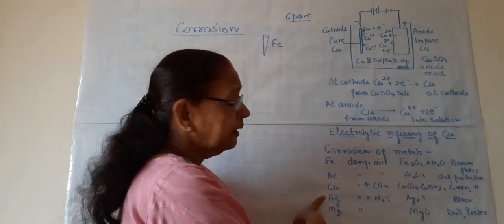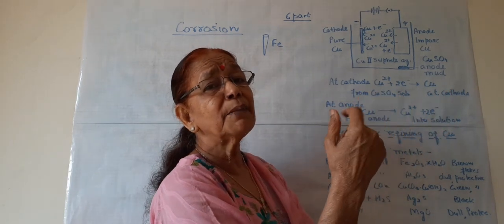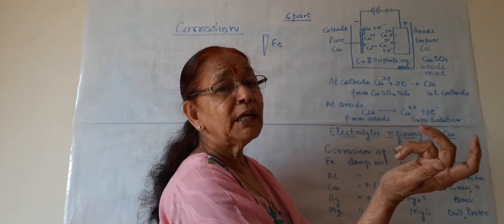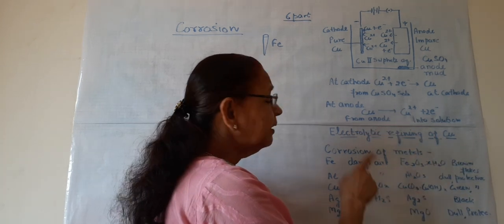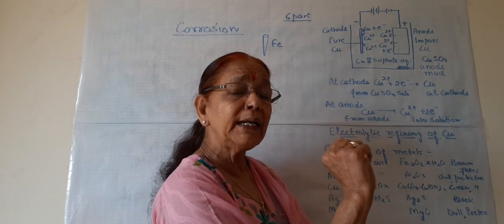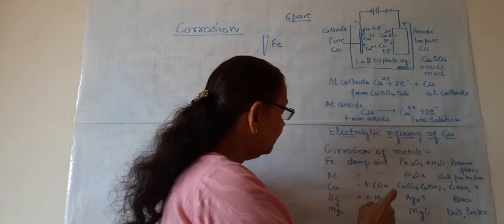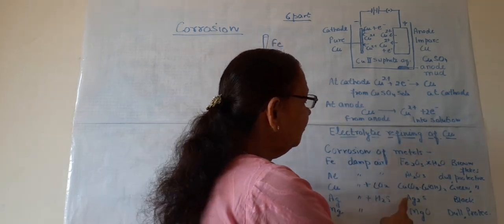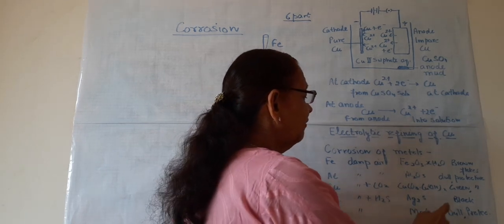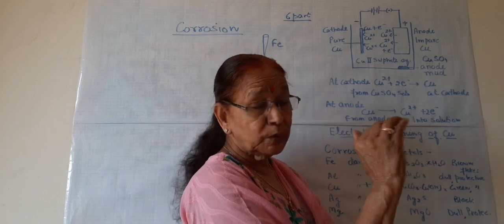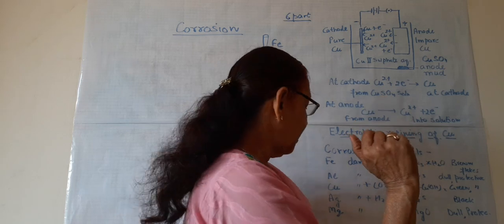Then the next in series is silver. We have seen the silver jewelry, it becomes black after some time if it is exposed to air. So from air, this silver reacts with hydrogen sulfide gas. The air is damp and hydrogen sulfide gas reacts with silver, and silver sulfide is formed, Ag2S, and this silver sulfide is black in color. So the surface of the silver jewelry becomes black after some time.